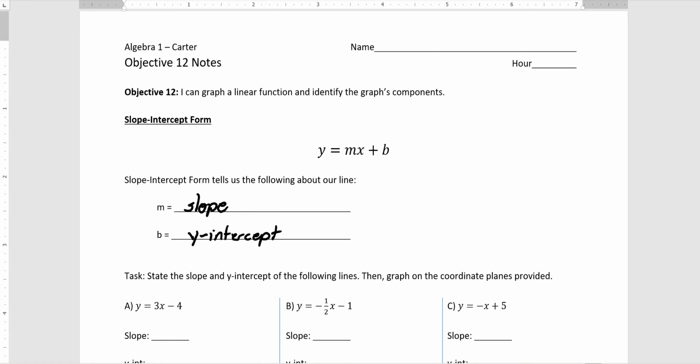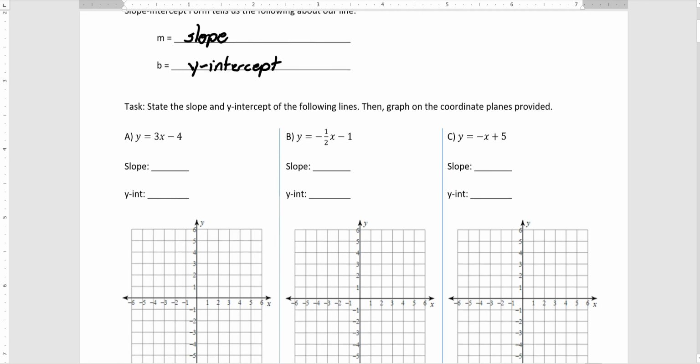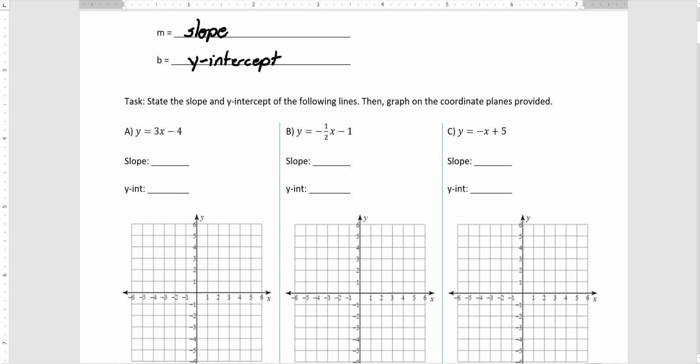So let's use this idea, y equals mx plus b, and graph a couple of lines right at the top. State the slope and y-intercept of the following lines, and graph on the coordinate planes provided. So y equals 3x minus 4. That tells me 3 is my slope, my m value. My y-intercept is negative 4.